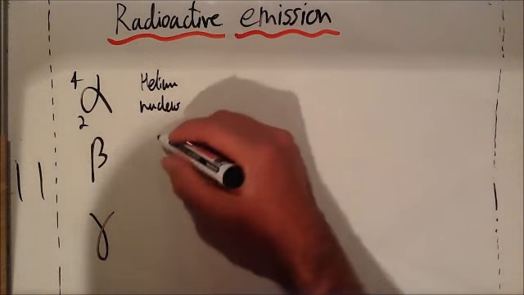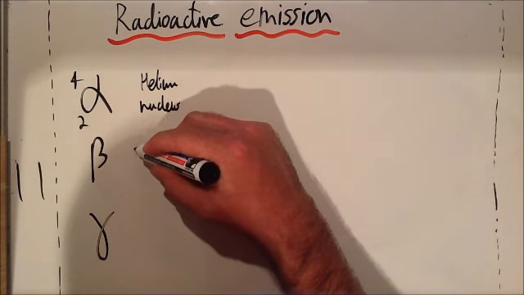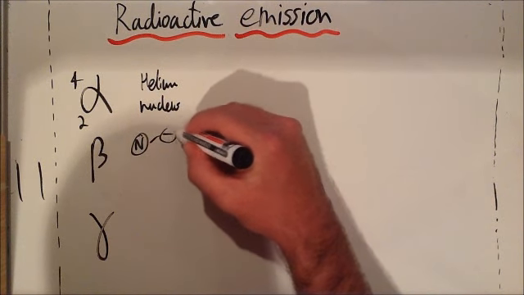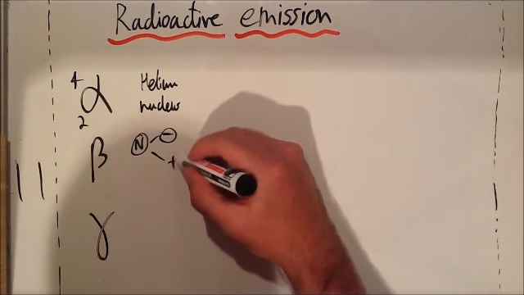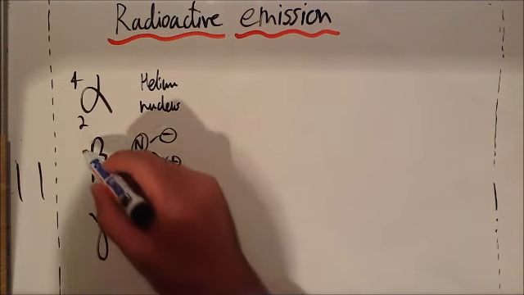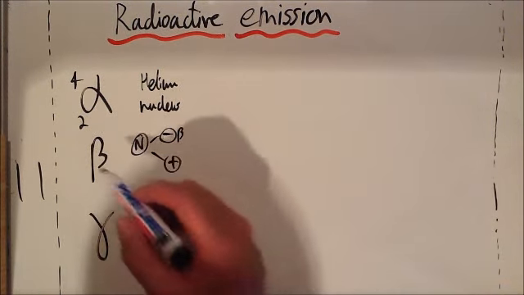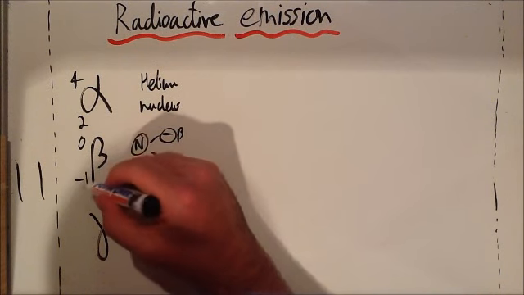A beta particle occurs when a neutron turns into both an electron and a proton. So the beta particle is the electron. Beta particle is just a fancy word for a high energy electron.